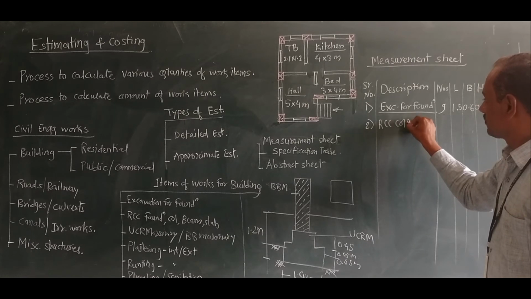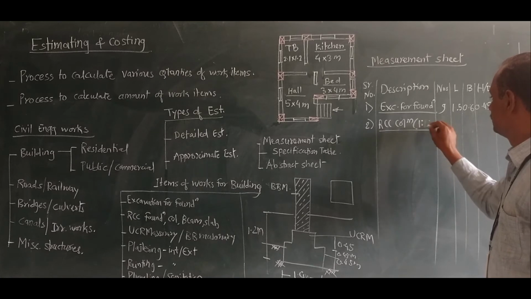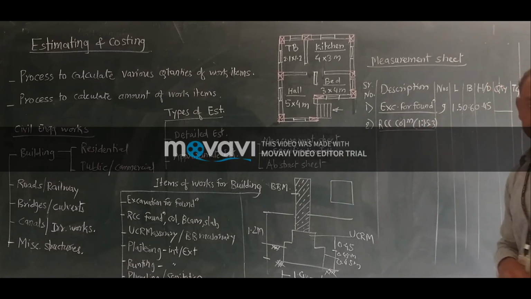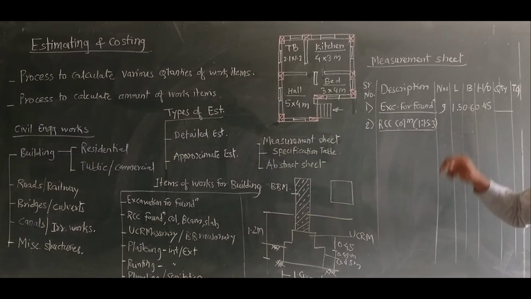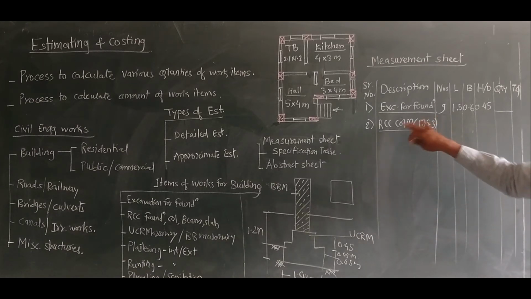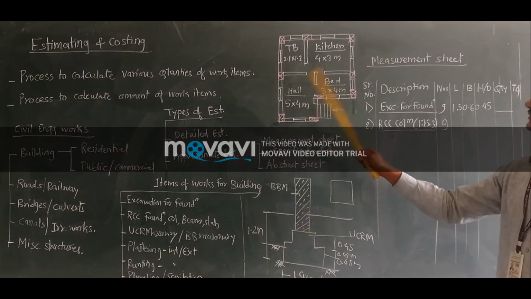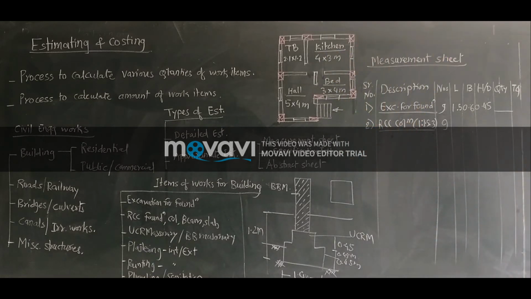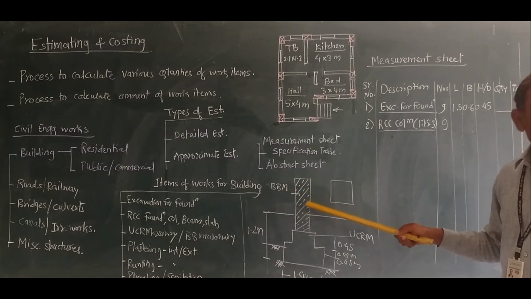RCC column in 1:1.5:3 mixed proportion. 1:1.5:3 means what? 1 part of cement, 1.5 part of sand and 3 part of aggregates that are mixed for making an RCC column. So how many number of columns are available? There are 9 numbers of columns.